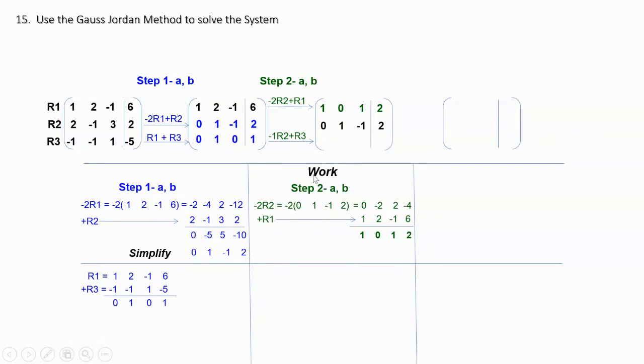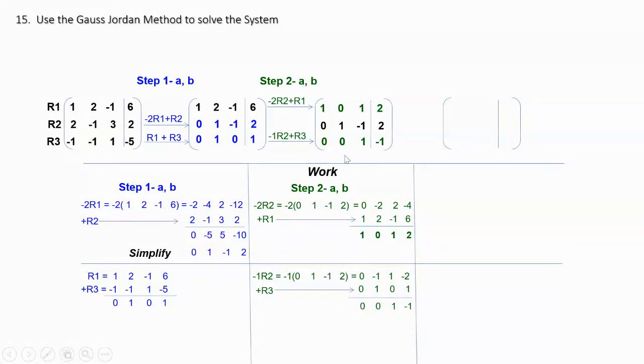And for the second part on step 2, I'm going to multiply negative 1 times row 2, which will give us a 0, negative 1, 1, and negative 2. I'm going to add it to row 3. So row 3 was 0, 1, 0, 1, right? So when we add them, it's going to give us 0, 0, 1, negative 1. So this is my new row 3.